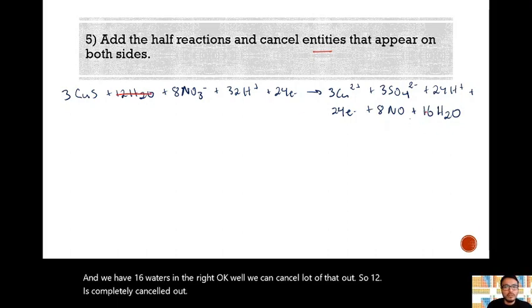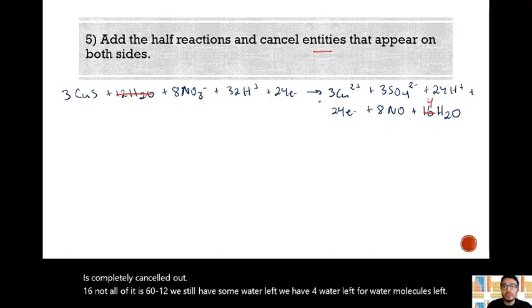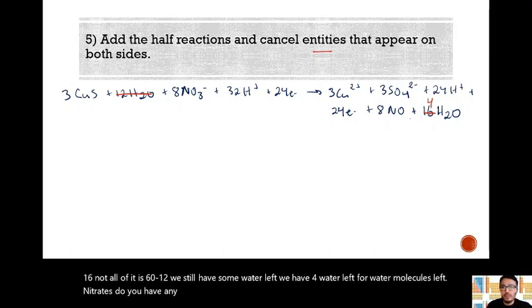16, not all of it is, right? 16 minus 12, we still have some water left. We have 4 water molecules left. Nitrates, do we have any nitrates on this? We have 8 on this side. Do we have any on the other side? We don't, so we can leave nitrate alone.